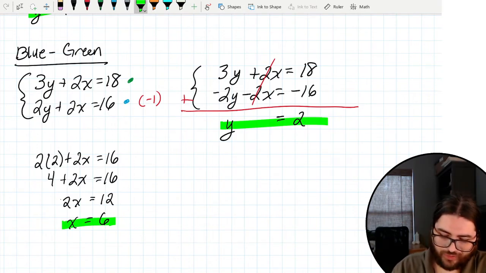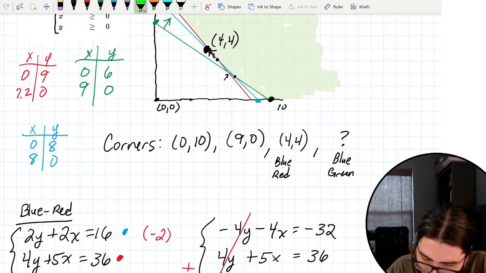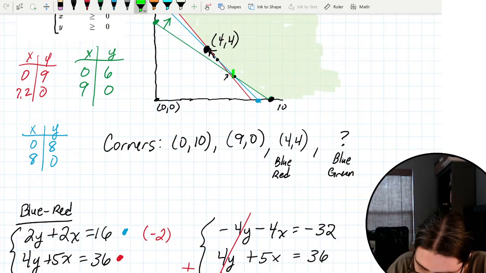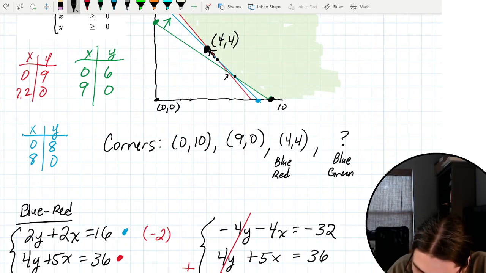X equals 6, y equals 2. 1, 2, 3, 4, 5, 6, 1, 2. So it should have been right here. 6, 2.